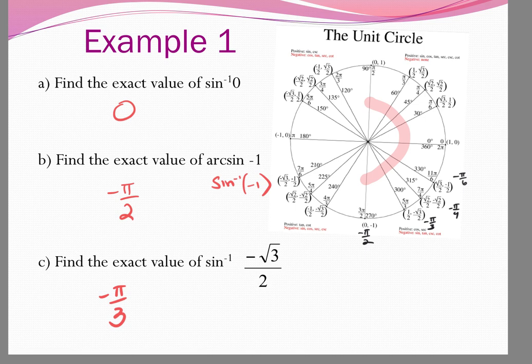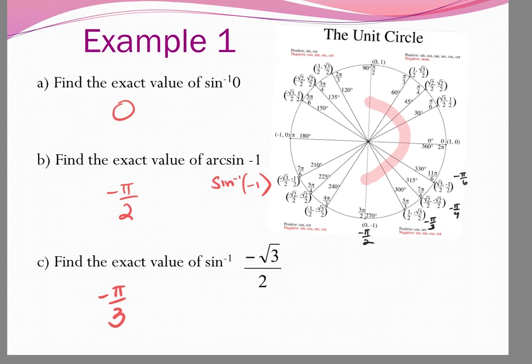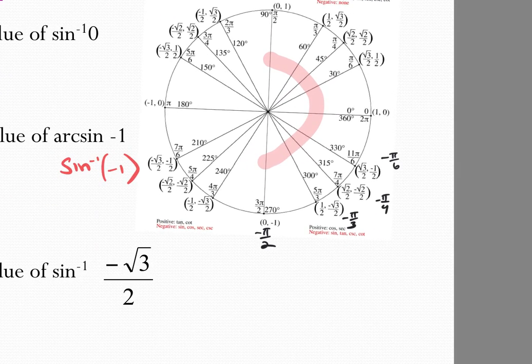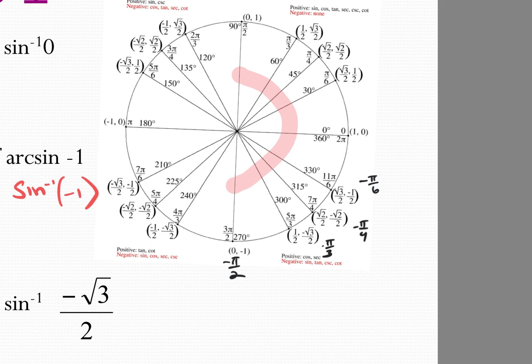So sine's always the right side? Sine is the right side, and tangent's going to be that too. And notice we're giving all these answers in radians. You will do the same. You will give them in radians. How did you find the last one? So if you look at your unit circle, if I go to just the right side and I find where the y is negative root 3 over 2, it's here. And that angle is negative pi over 3.